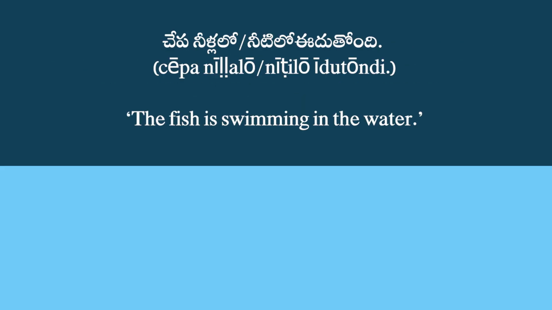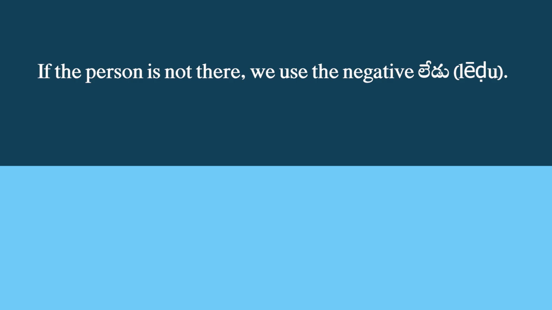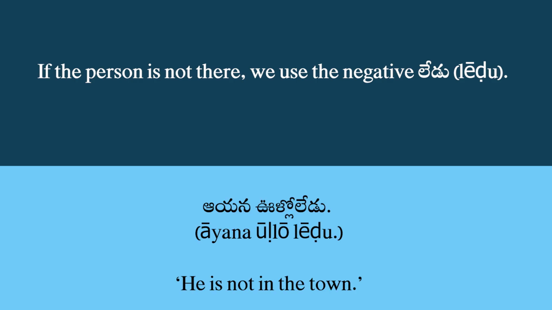Chepa neellalo eedutondi, చేప నీటిలో ఈదుతోంది. The fish is swimming in the water. If the person is not there, we use the negative లేడు. Example, ఆయన ఊళ్ళో లేడు. He is not in the town. By choosing the right marker, you signal not just the location, but also the formality and context of your statement.